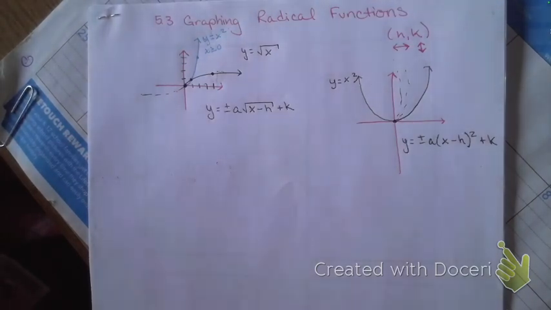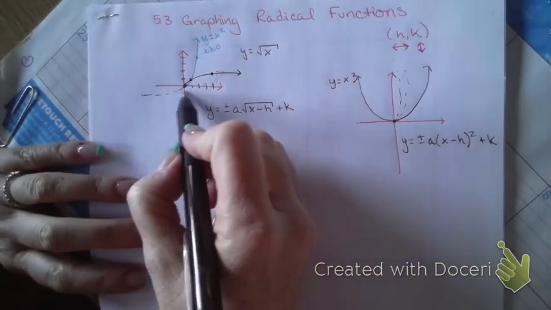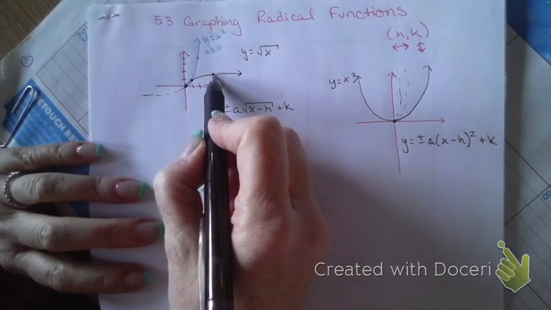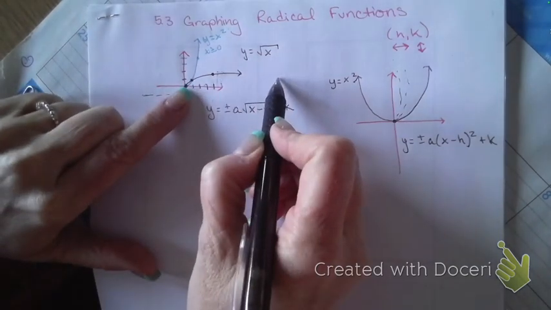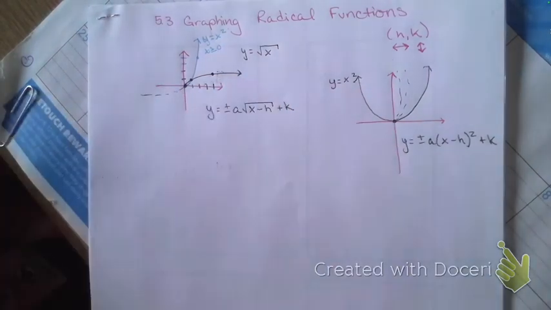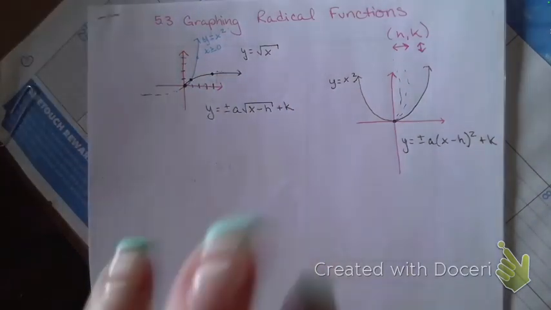Like the cube root of 8 is 2, right? So where the square root of 4 was 2, the cube root of 8 would be 2. So it wouldn't be 2 till clear out here. Does that make sense? It wouldn't have so much of an arc. Okay, so left, right, up, down.